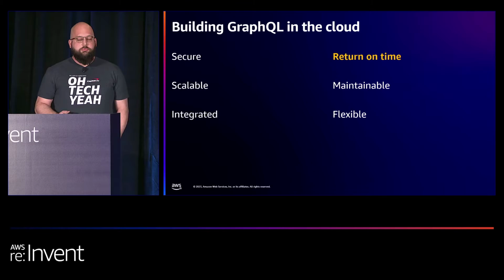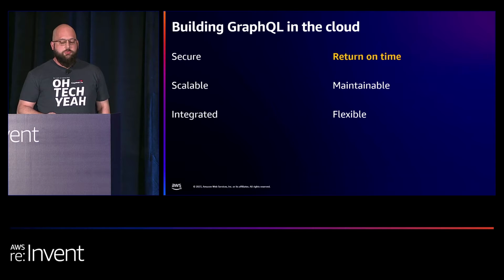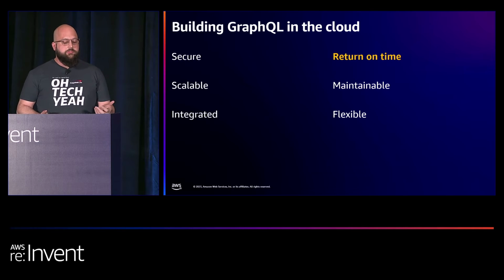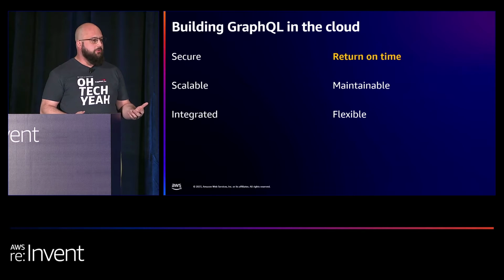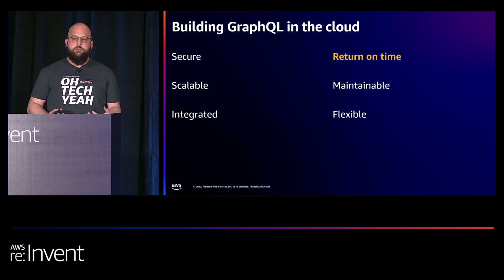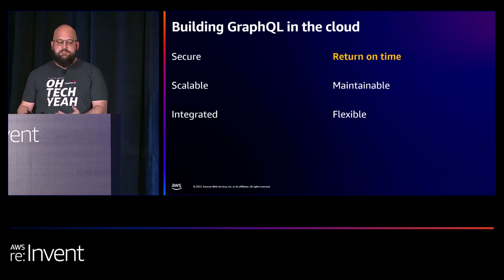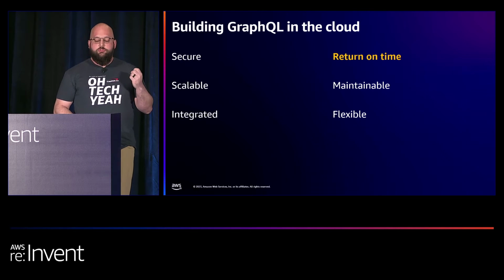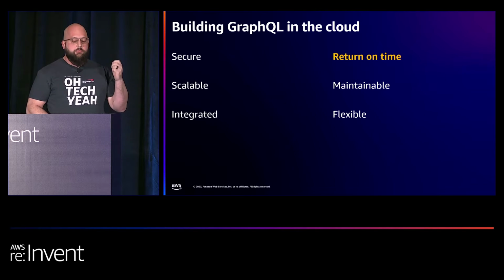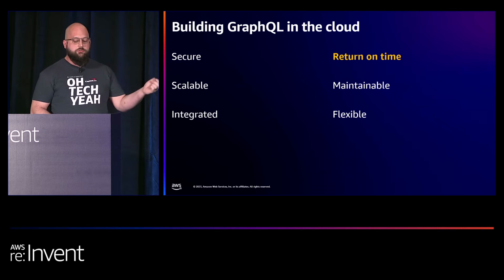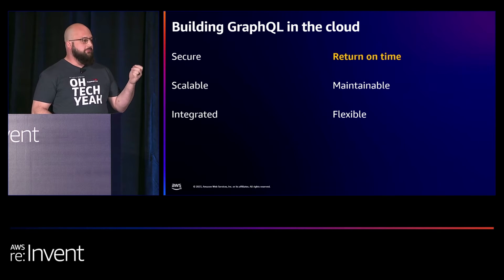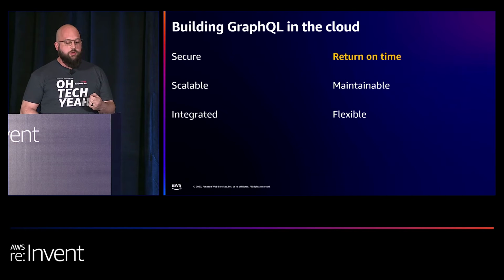So the way we approach looking at the GraphQL solution, we need to find a way for the GraphQL workload to scale data in the cloud. It needs to be secure. It has to be scalable. It needs to be integrated. We want good return on time. It needs to be maintainable. And we want flexibility in it. But what we want to make sure that we optimize for is that return on time. Because what matters to the customer at the end state of this is that the value is brought from the user experience, not from the amount of code that we manage.